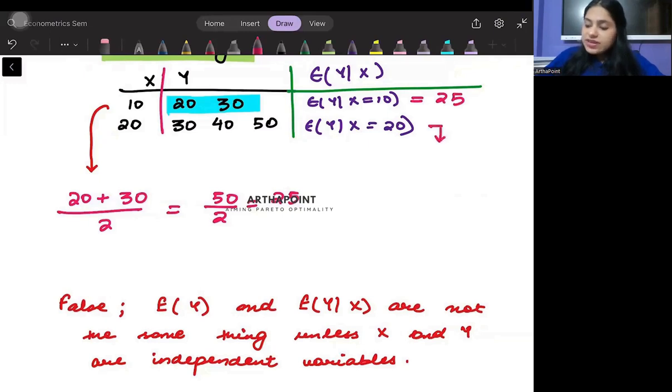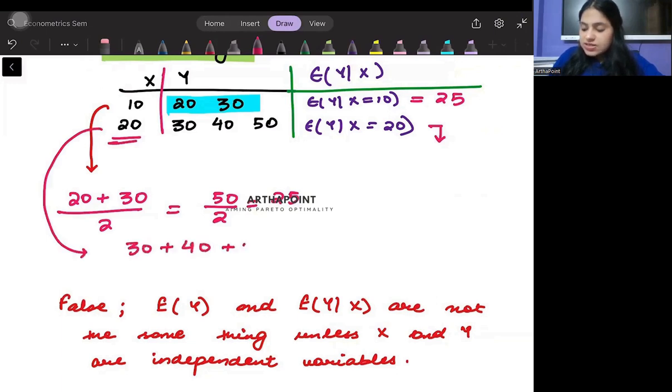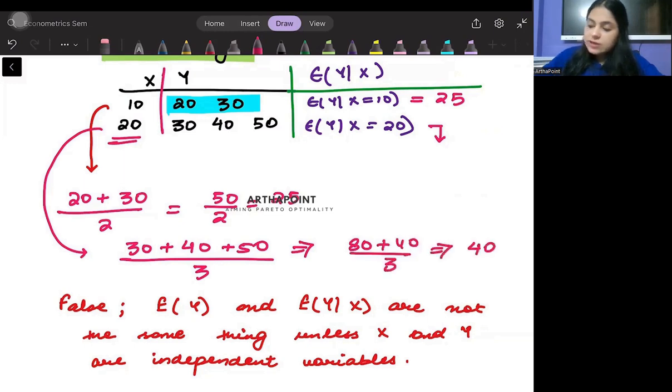What will be E of y given x is 20? I will hold x at 20 and find the mean as 30 plus 40 plus 50 by 3. This gives me 80 plus 40 by 3, 120 by 3, that means 40. So the expected value of y in this case will be 40. These are the conditional means. The conditional means are the means where we put x at constant, fix x at some value, and then find the mean of y, the average value of y.